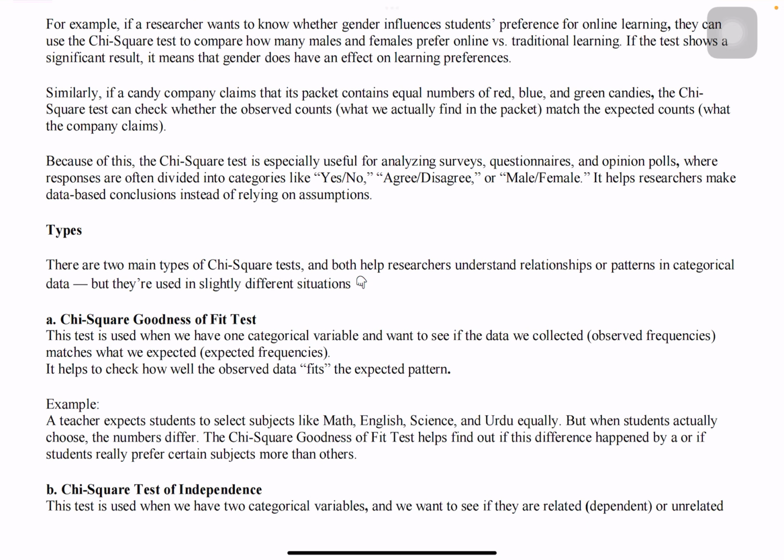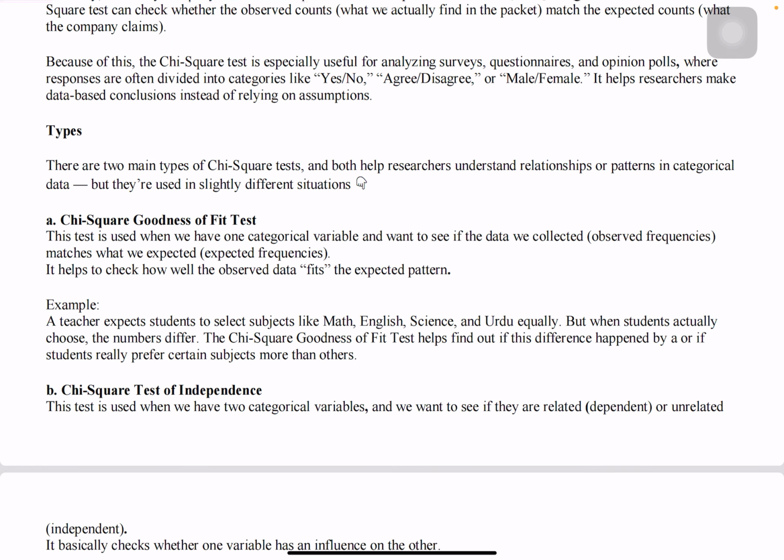Types. There are two main types of chi-square tests, and both help researchers understand relationships or patterns in categorical data, but they are used in slightly different situations. Type A: the chi-square goodness of fit test. This test is used when we have one categorical variable and want to see if the data we collected, the observed frequencies, match what we expected, the expected frequencies. It helps to check how well the observed data fits the expected pattern.